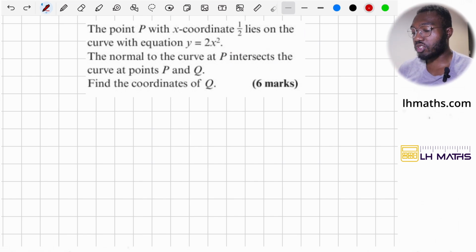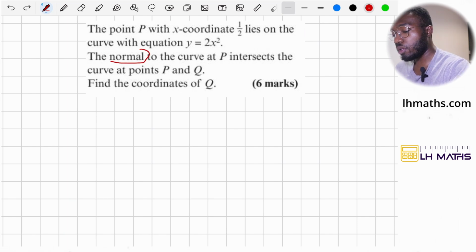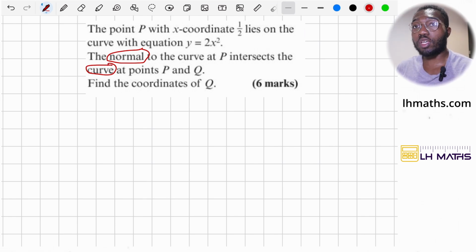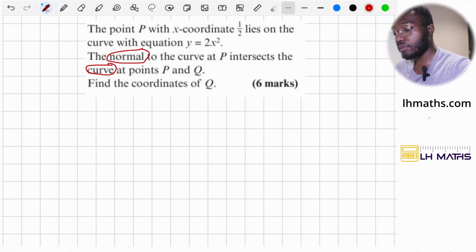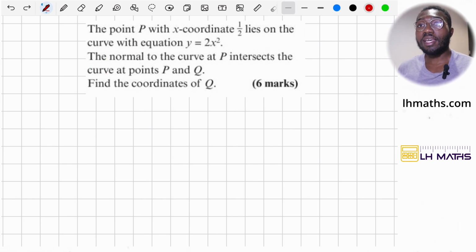So in this question, the normal intersects the curve. So we know that if we have an equation for the normal and we have an equation for the curve, we're going to need to put those two together, okay? And that is all we need to do, and we find the coordinates of Q, okay? So what that means is when it intersects the curve, it's going to hit at 2 points. However, we do know that one of our points, it already tells us that x will be a half, okay? So when we do simultaneous equations, we should get 2 values for x. One of them should be a half, and the other one is an unknown, which we don't know yet. That is the one we need to figure out.